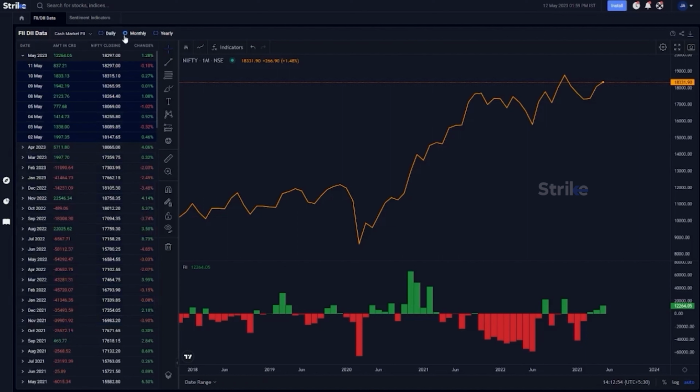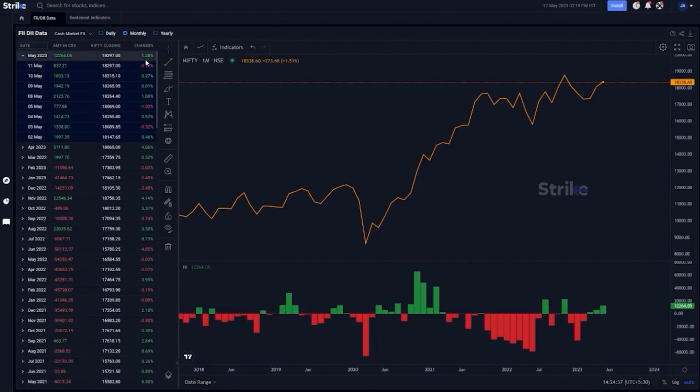When you click on the monthly option, you would have noticed some change in the screen on the right hand side. The line chart is the Nifty monthly chart, and the green and the red bar indicates net buying or selling in that particular month. Change percentage indicates the return that Nifty has given in that particular month.